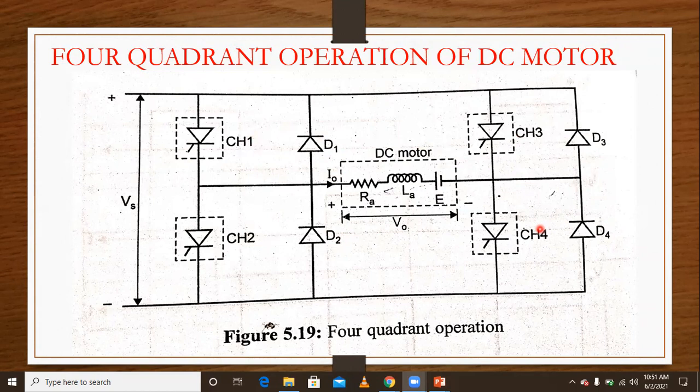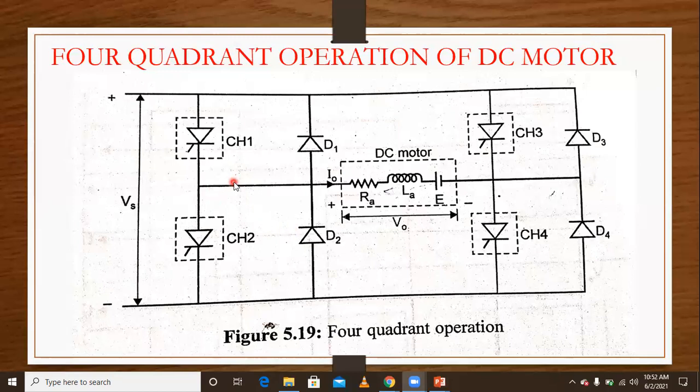Power semiconductor switches CH1 to CH4 and the power diodes D1 to D4 are all connected in anti-parallel.